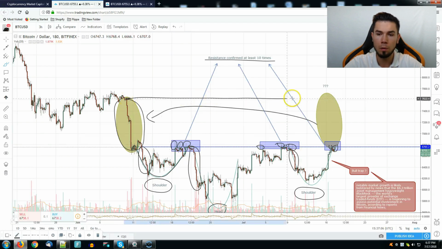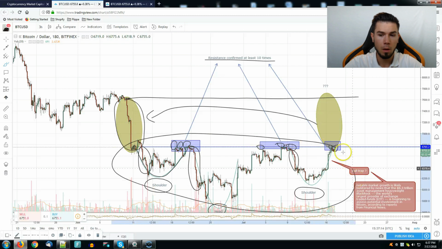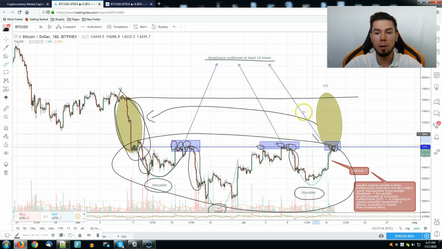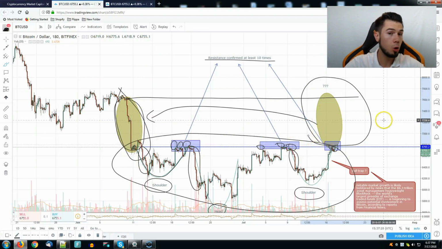So we do have a resistance here, of course, and then this is going to be a completed head and shoulder pattern. For now, the bottom is clear and the starting point as well. The end of the pattern is not appearing yet. It could appear, or not.